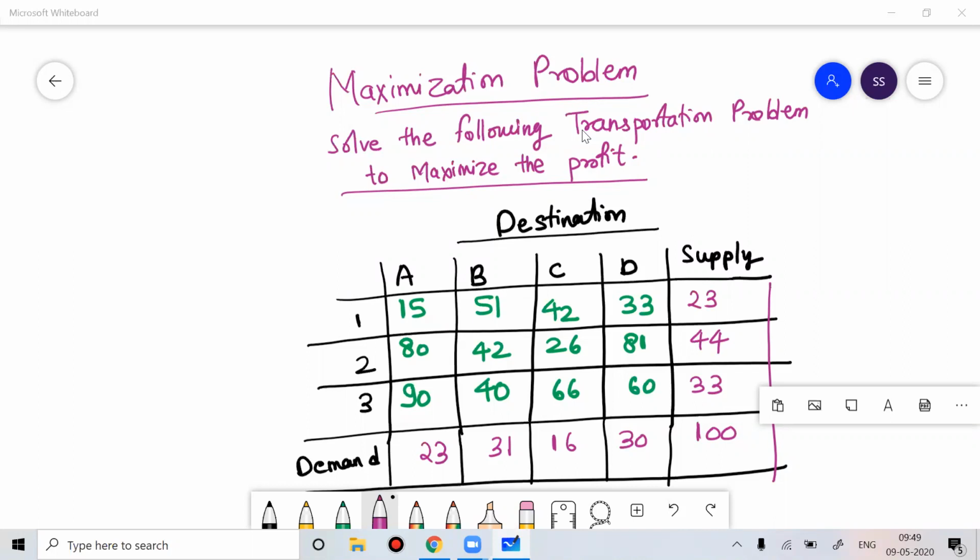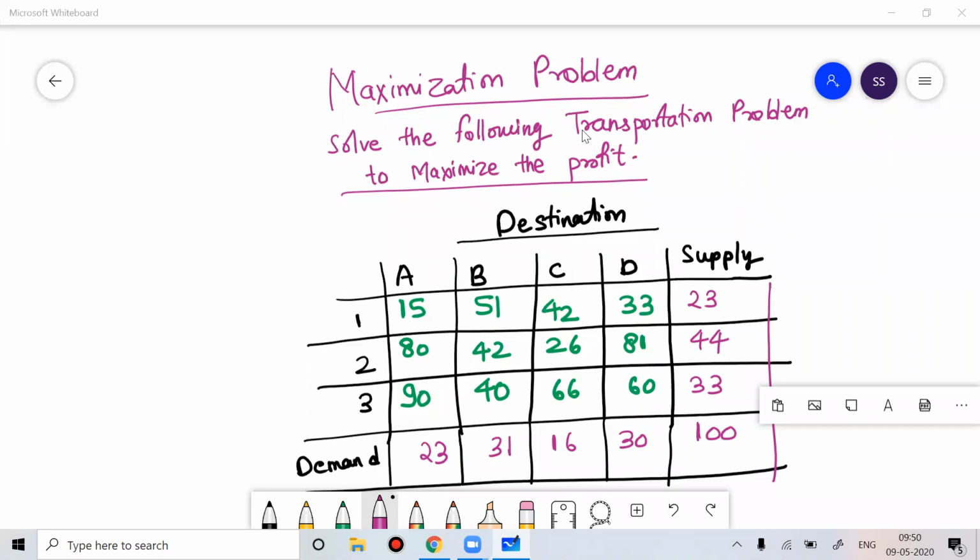Here, is total demand equal to total supply? 23 plus 33 is 56, 56 plus 44 is 100. Then 23 plus 31 is 54, 54 plus 16 is 70, 70 plus 30 is 100. So total demand is equal to total supply here. But when you see, the matrix is a maxima matrix.